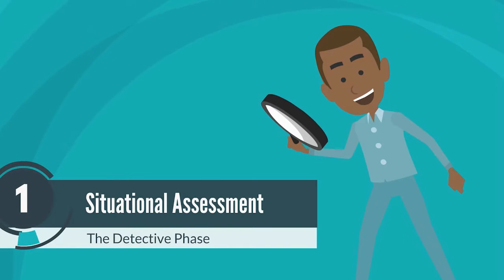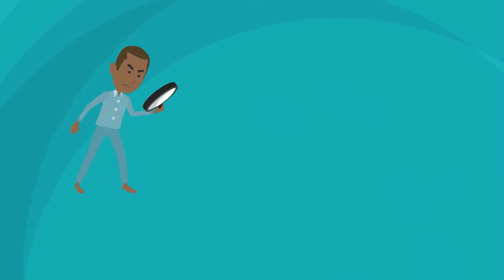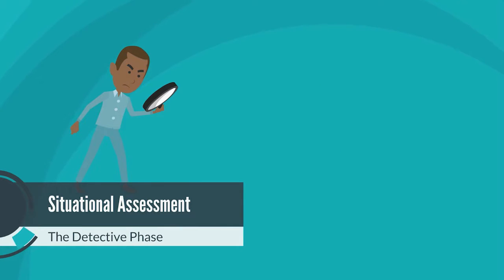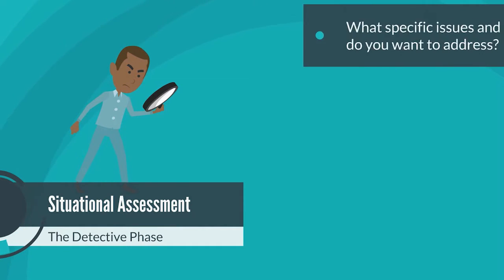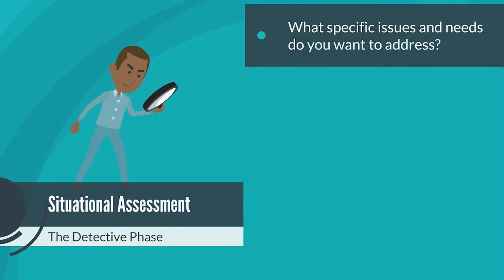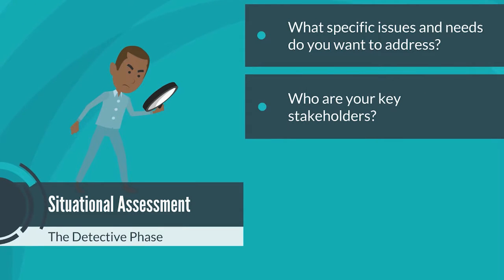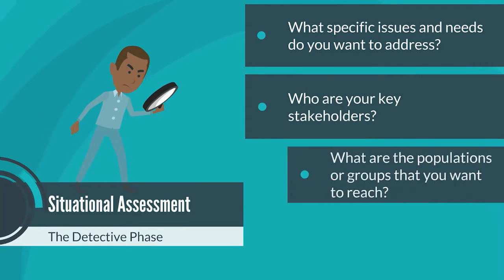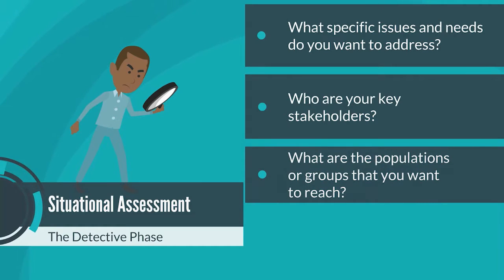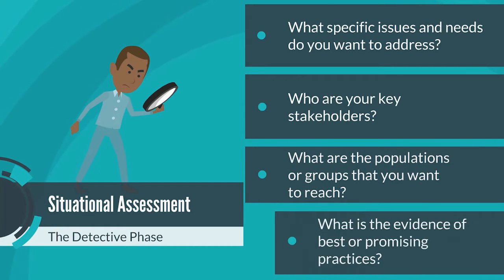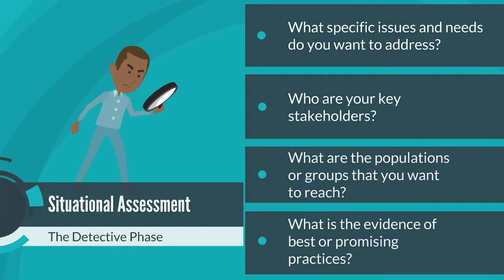The first part is the situational assessment, which may also be considered as the detective phase. The situational assessment will answer questions such as, what specific issues and needs do you want to address? Who are your key stakeholders? What are the populations or groups that you want to reach? What is the evidence or best or promising practices?